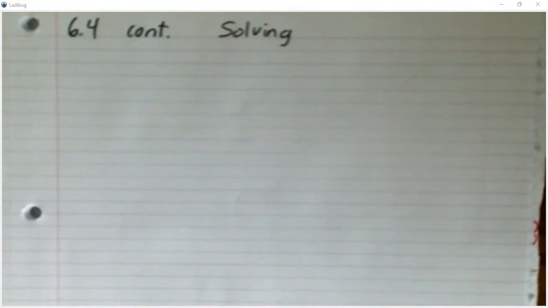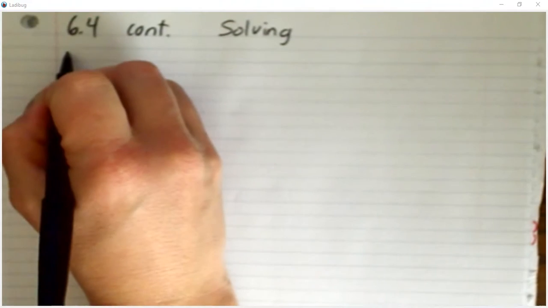We're going to go ahead and do one example of solving equations, which is connected to the evaluating that we did in class today. All right, here goes. Okay, so I'm going to continue this with 6.4, continued. And we're going to do the solving portion, just a little bit of examples here.